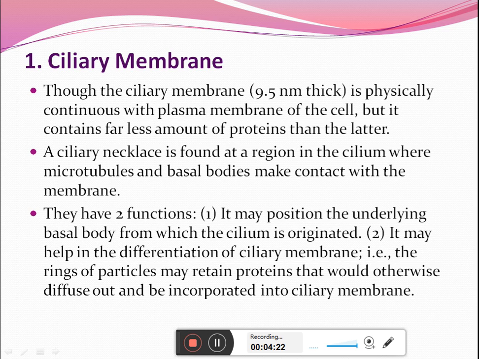A ciliary necklace is found at the region in the cilium where microtubules and the basal bodies make contact with the membrane. It has mainly two functions. First, it may position the underlying basal body from which the cilium originated. Second, it may help in the differentiation of the ciliary membrane, that is, the rings of particles may retain proteins that would otherwise diffuse out and be incorporated into the ciliary membrane.